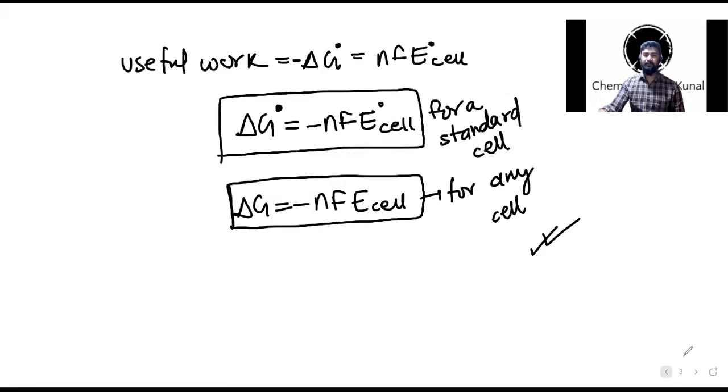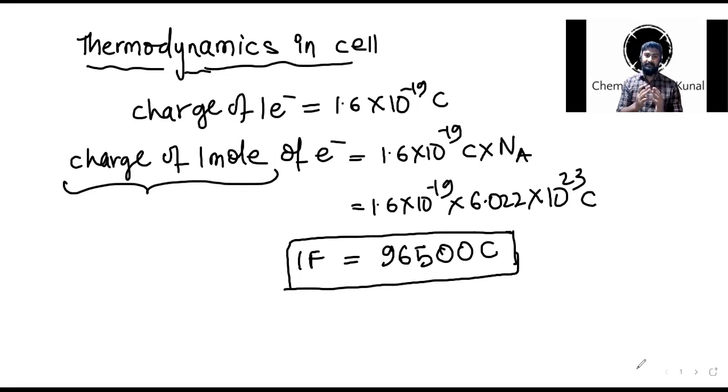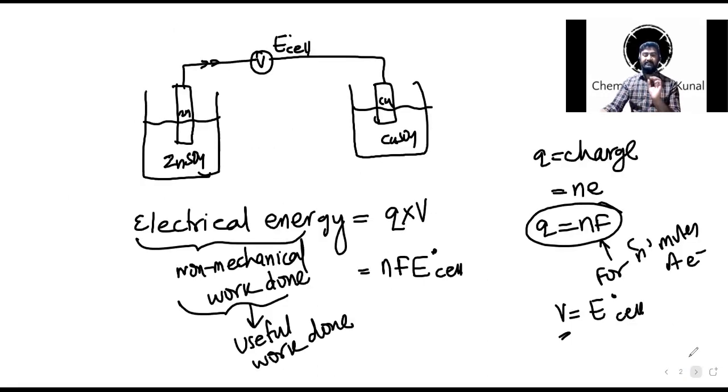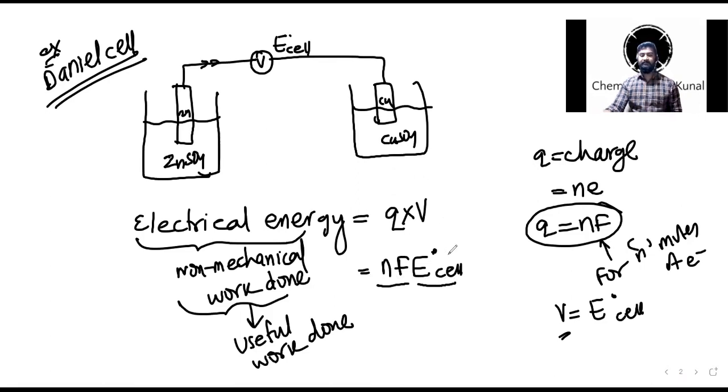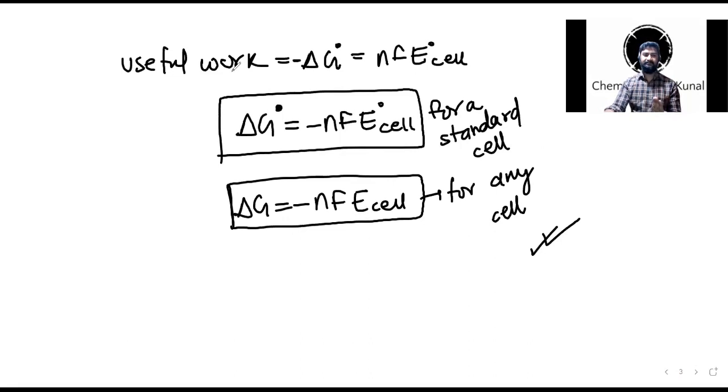So what can we say on all these things? In thermodynamics of cell, we must know what 1 Faraday means. 1 Faraday is nothing but the charge of 1 mole of electrons. Then n moles will have n Faraday charge. Then I gave an example of Daniel cell to explain the thermodynamics. For any process where electric energy is coming out, the formula is Q into V. Q is nF and E naught cell is basically V. Then that is nothing but electrical energy, which is non-mechanical work done, also known as useful work done, which is also known as delta G naught.